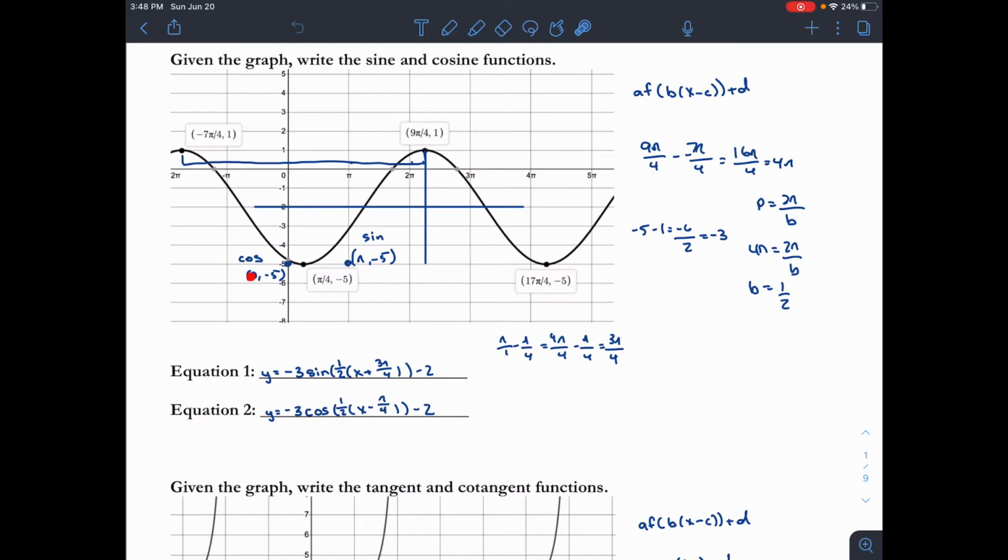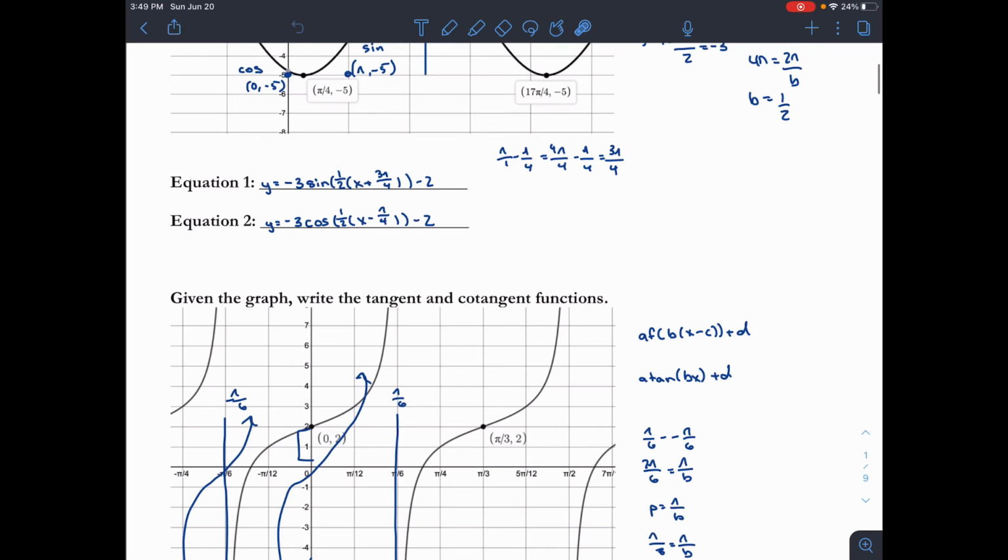So we would just do the difference again. And to get from here to here, we would add pi over 4, but since it's inside the parentheses, we would do the opposite and do -pi over 4. And then the -2 is the midline of this amplitude here. So, 6, 3, and then -2 would be the midline. So that's our full function, both sine and cosine.